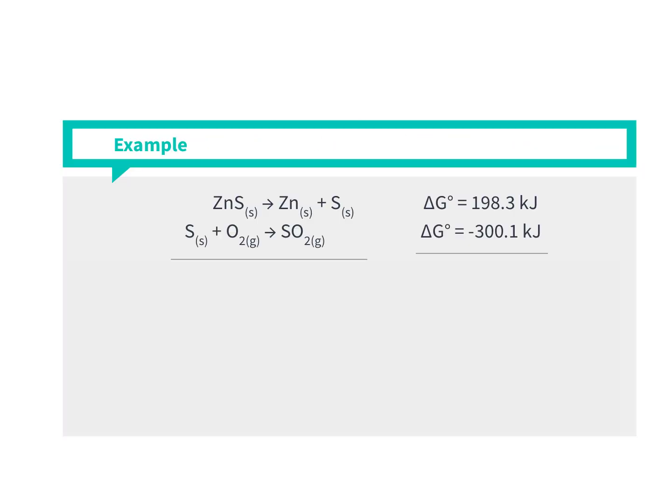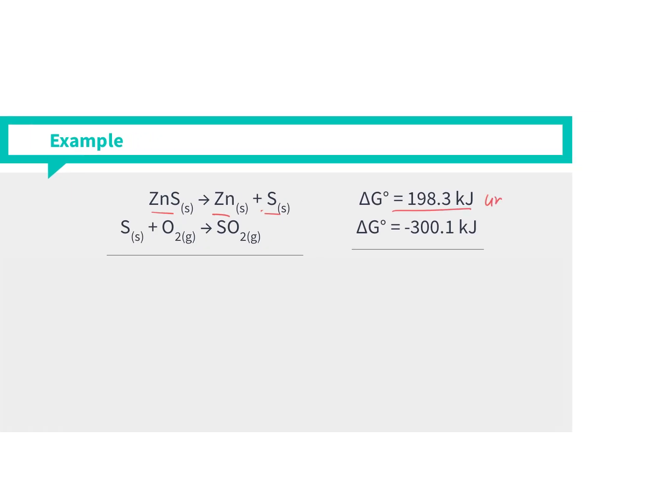Here's just one actual example of it. Zinc sulfide can decompose to make zinc as well as sulfur. And you can see this delta G is really positive. And so this is unfavorable in the forward direction. So this reaction isn't going to naturally happen. But a similar reaction is you can take the sulfur and react it with oxygen to make SO2. And this is very favorable. This reaction wants to happen. This top reaction does not want to happen.